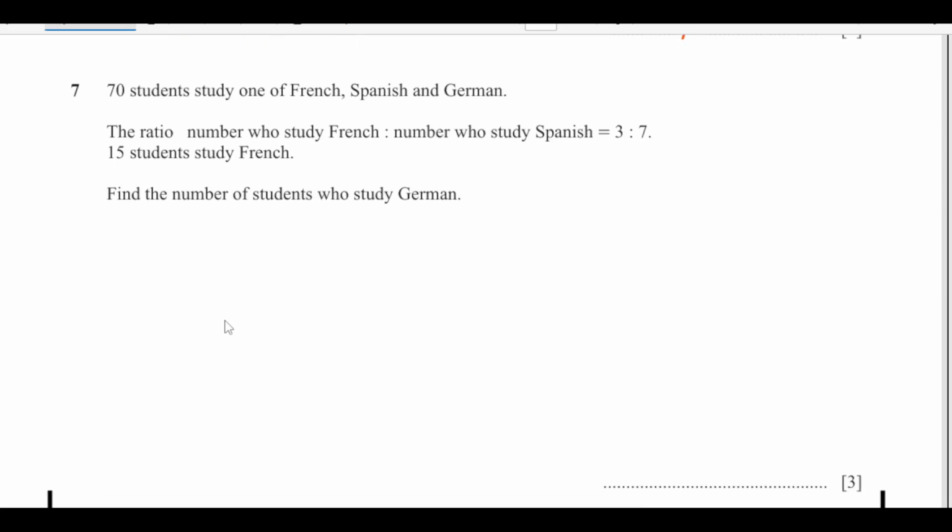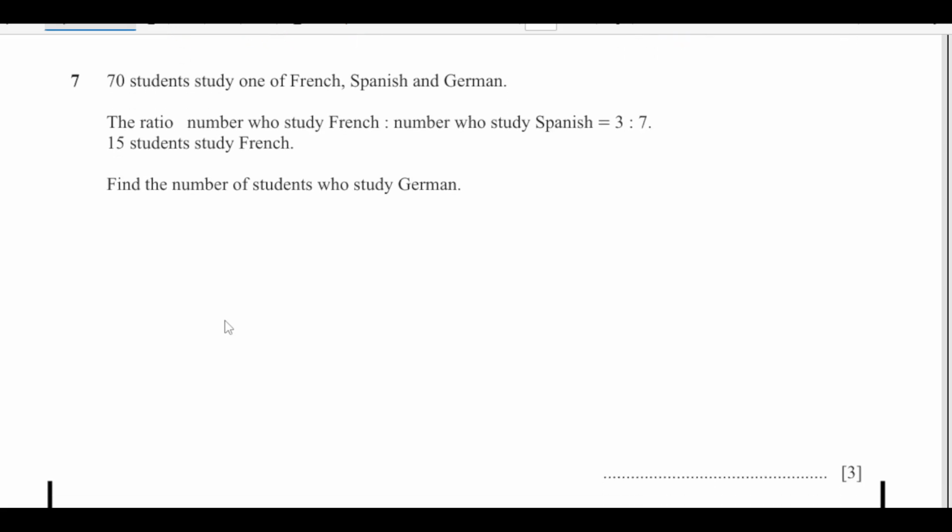Number 7, 70 students study French, Spanish. 70 students study one of French, Spanish and German. The ratio of the number who study French and the number who study Spanish is 3 to 4. 15 students study French. Find the number of students who study German.